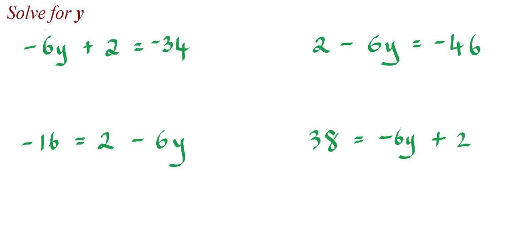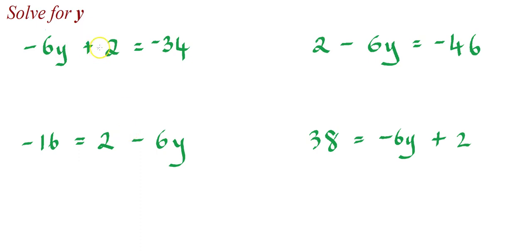Solve for y. So we're trying to find the value of y, which is the variable in this equation. It's the unknown in this equation. So let's do that. What we want to do is end up on the left-hand side with y, and on the right-hand side we want to end up with a number. So let's start getting rid of the stuff that we don't need.